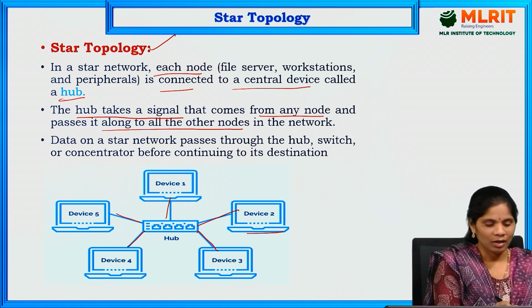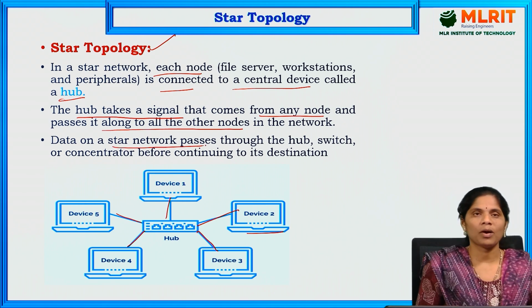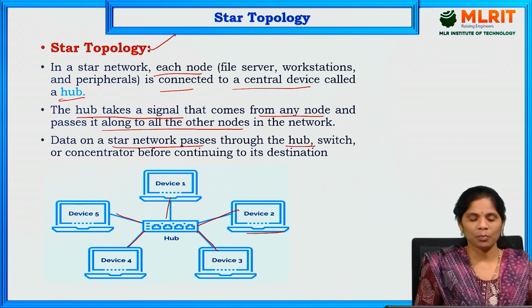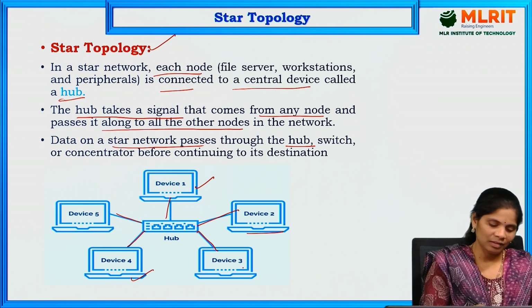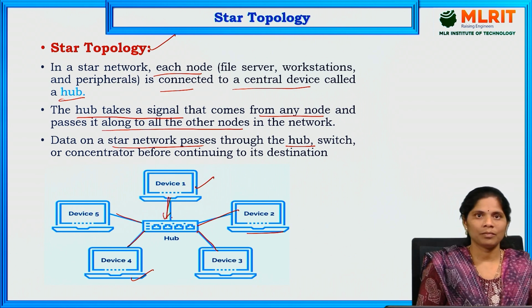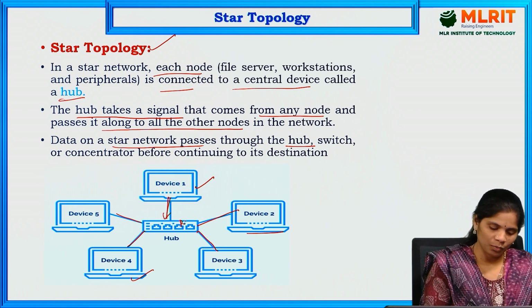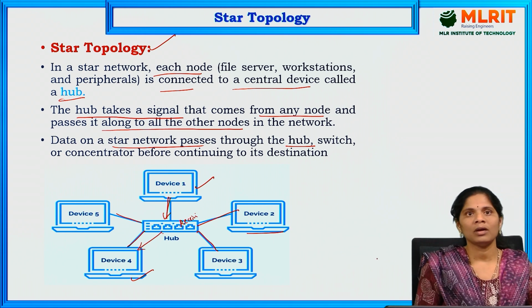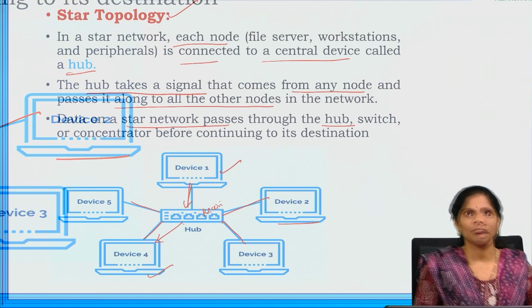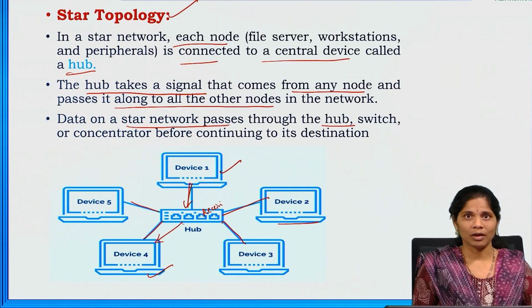And next, the data on the star network passes through the hub only. Suppose device 1 wants to send data to device 4. How is it going to be sent? First, this device sends the data to the hub. After receiving it, the hub will then send the data to device 4. Through the hub only we can send and receive the data. That is called star topology.